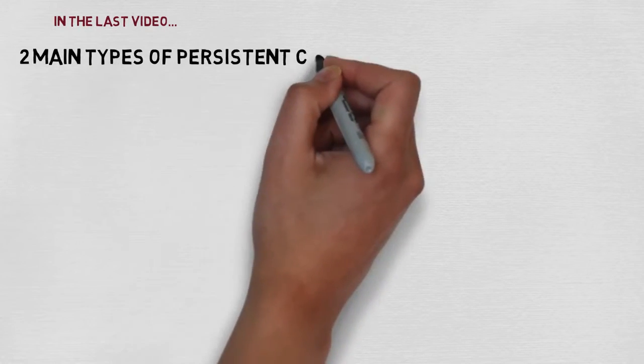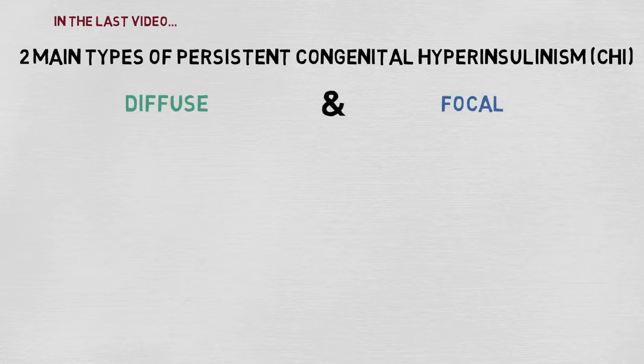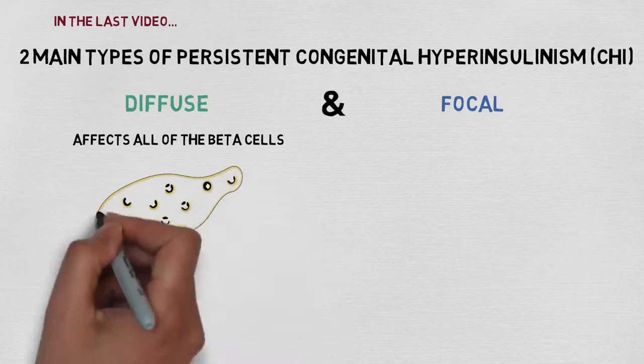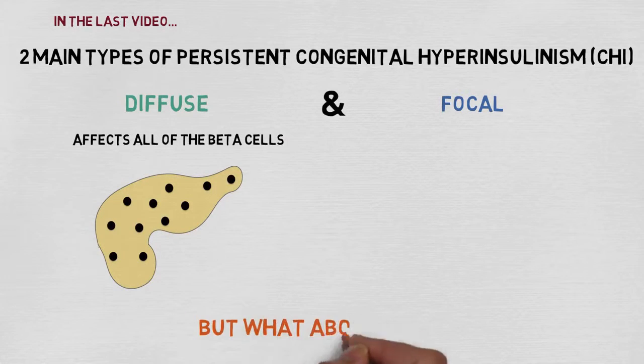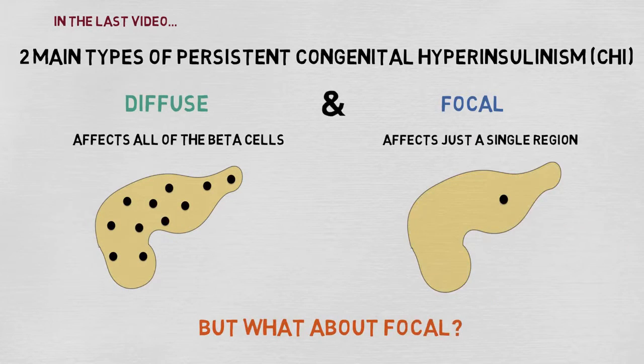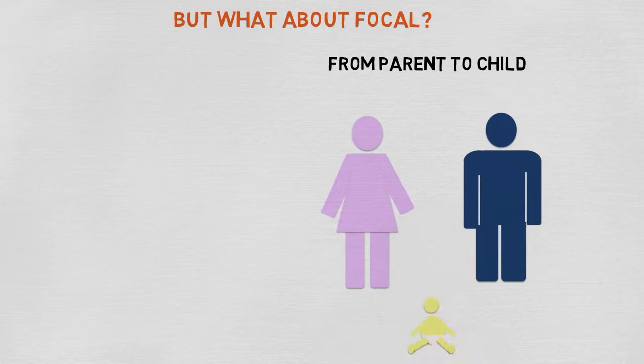In the last video, you were introduced to the two main types of persistent CHI, diffuse and focal. We now know that diffuse CHI affects all of the beta cells throughout the entire pancreas, but what about focal? Actually, focal CHI affects just a single region of beta cells in the pancreas. In addition, the way in which the two forms are passed from parent to child also differs.